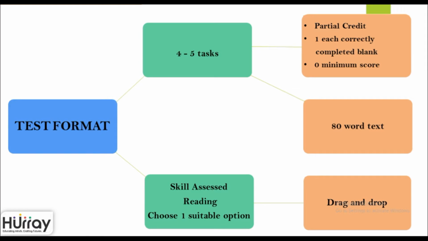You will be given 4 to 5 tasks. The skill assessed here is reading. You have to select one suitable option from the options given at the bottom. The scoring is partial credit. You will get 1 mark for each correctly completed blank. 0 is the minimum score. You will usually get around 80 words or up to 80 words of text. You need to drag and drop.